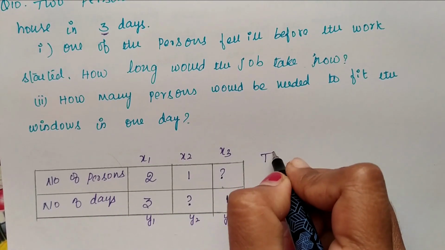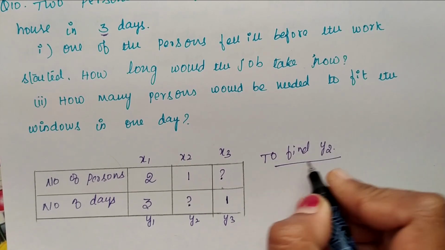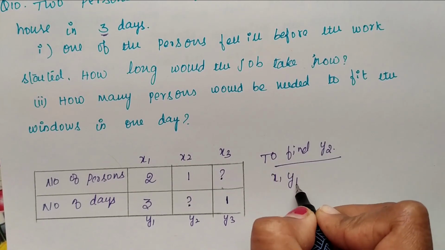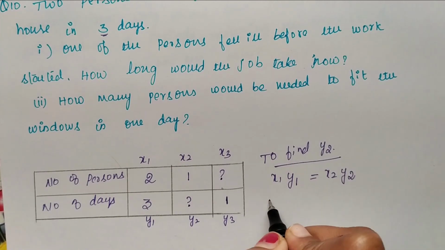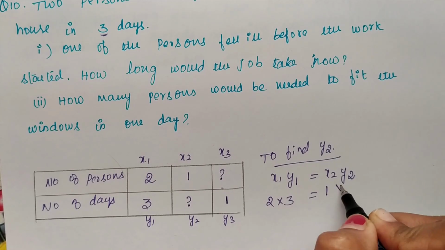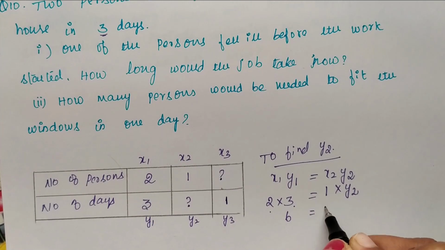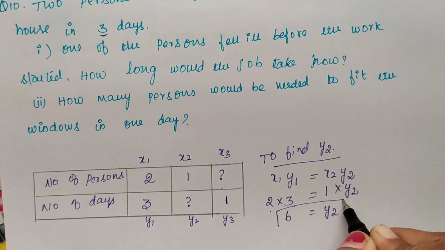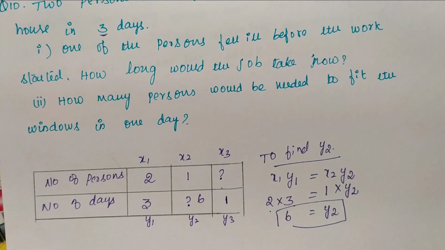So to find y2, x1 y1 equals x2 y2. So x1 is 2, y1 is 3, x2 is 1, y2. So 2 times 3 is 6 equals y2. So it requires 6 days. If the number of persons is 1, he needs 6 days to do the job.